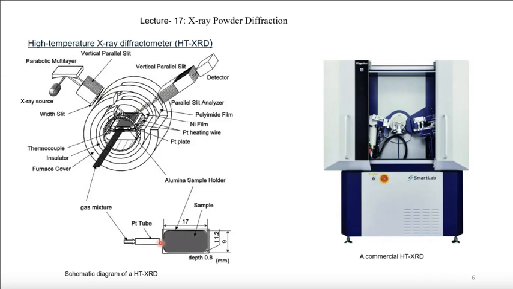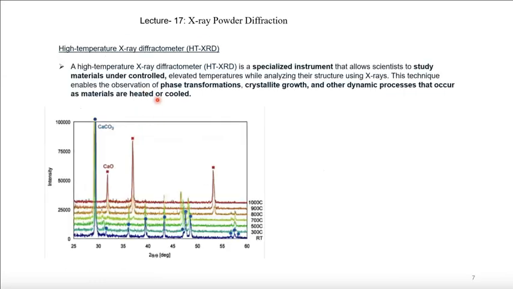Okay. Not only that, we have high temperature powder diffraction. With this simple holder where we have the possibility of heating, we can also have the possibility of cooling it and get the powder pattern during heating and during cooling also. We get very much information from there: the phase transformation, crystallite growth, and other dynamic processes that occur as materials are heated and cooled.